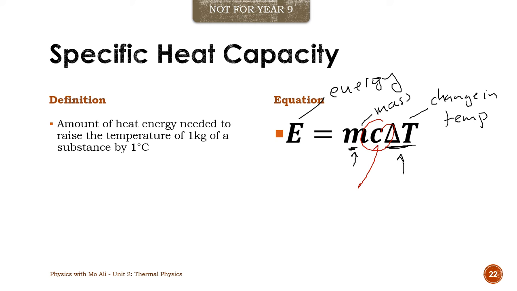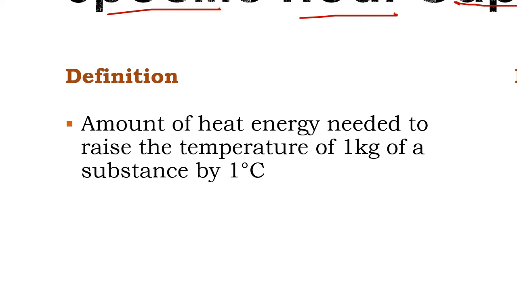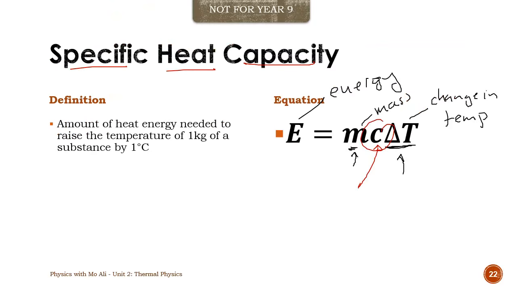And that is represented by the quantity called specific heat capacity. It's defined as the amount of heat energy needed to raise the temperature of 1 kilogram of a substance by 1 degree. The unit of measurement of specific heat capacity is joules per kilogram degrees Celsius, or sometimes it's joules per gram degrees Celsius.